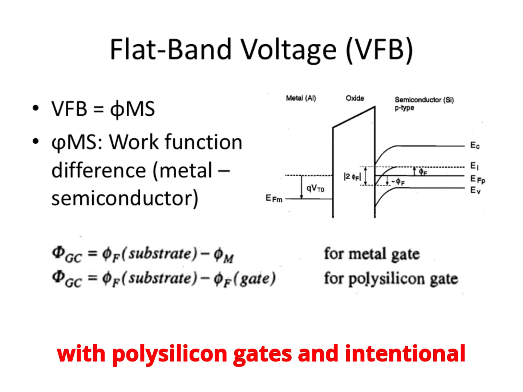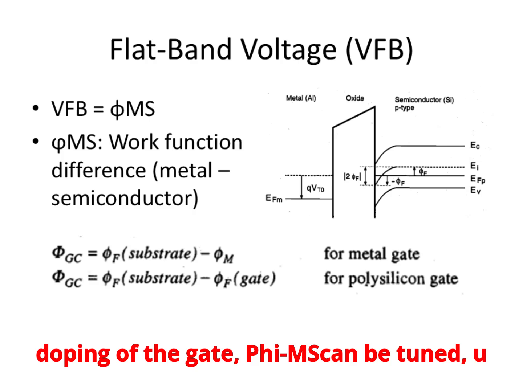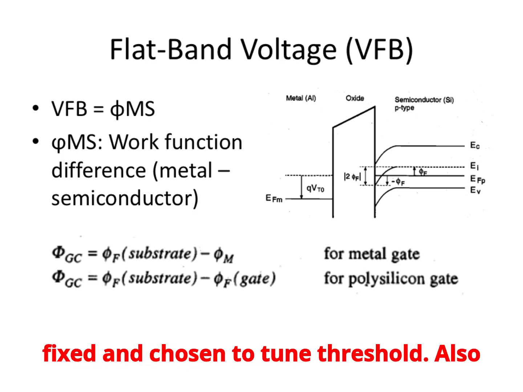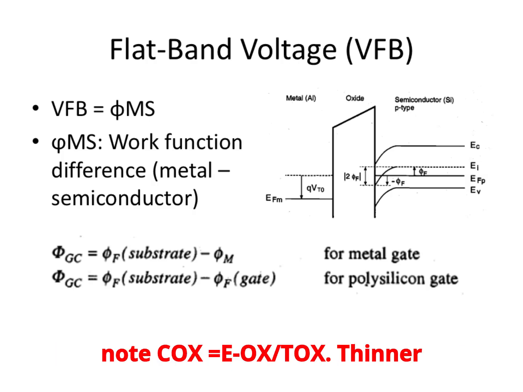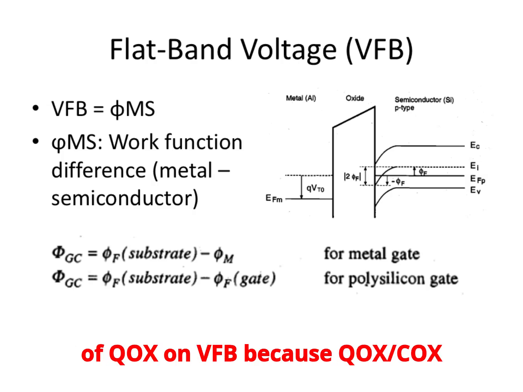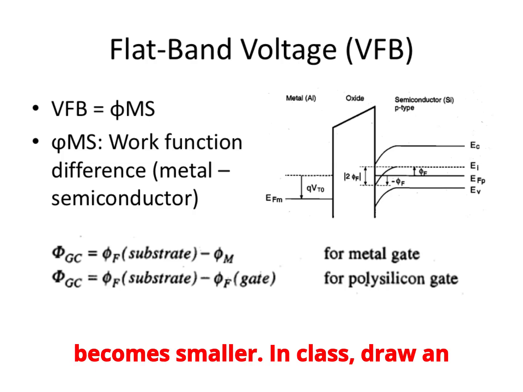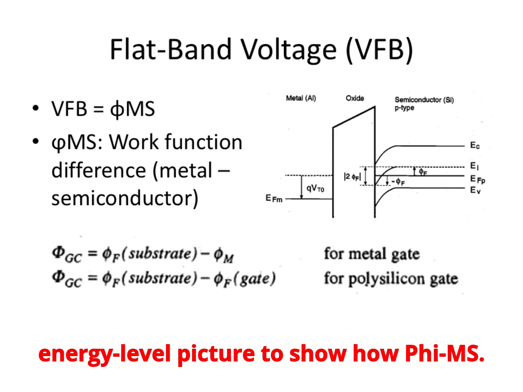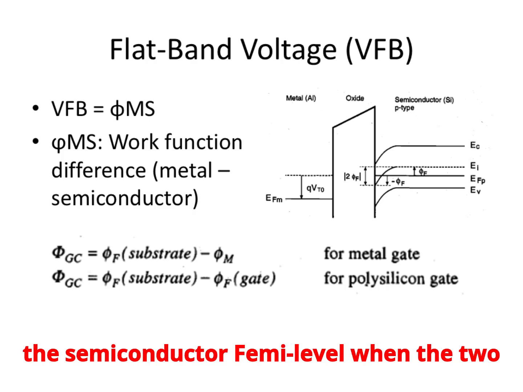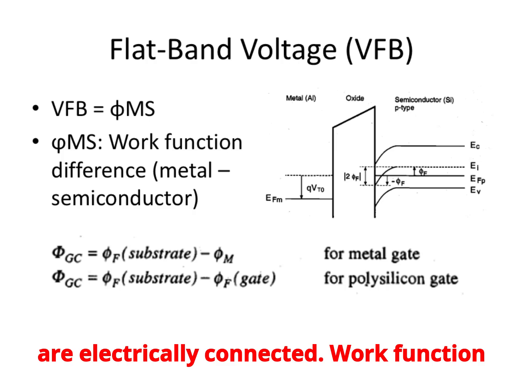Practically, with polysilicon gates and intentional doping of the gate, φMS can be tuned. Using metal gates the work function is fixed and chosen to tune threshold. Also note COX equals εOX/TOX, so thinner oxides, larger COX, reduce the influence of QOX on VFB because QOX/COX becomes smaller. In class, draw an energy level picture to show how φMS arises, the gate Fermi level relative to the semiconductor Fermi level when the two are electrically connected.